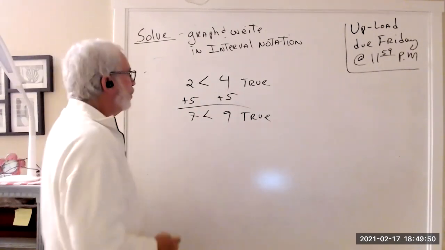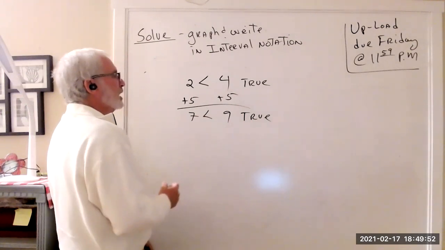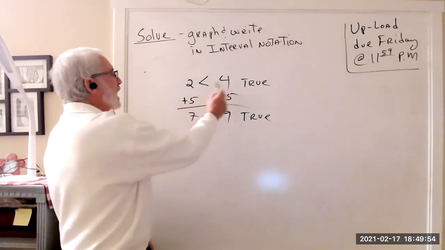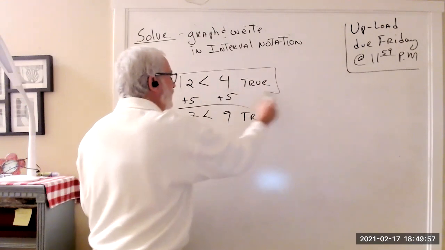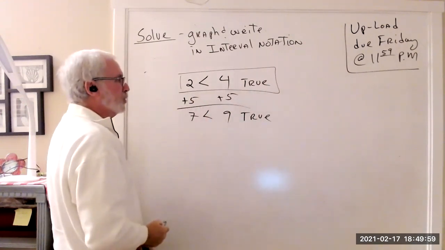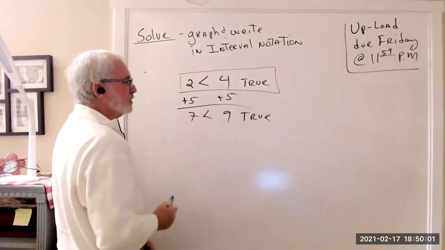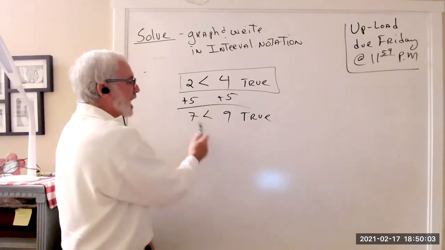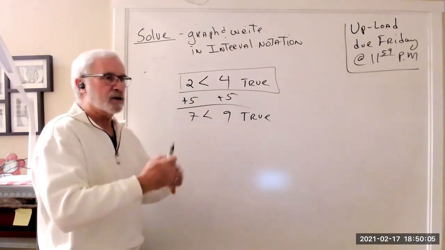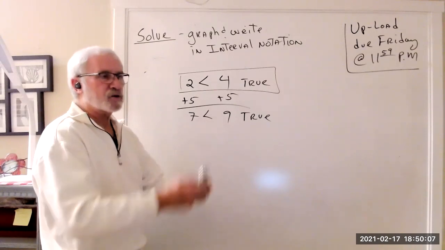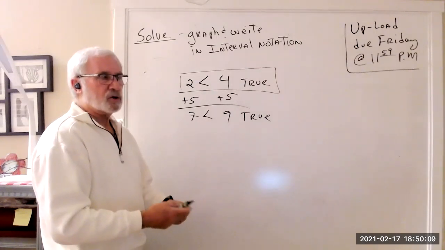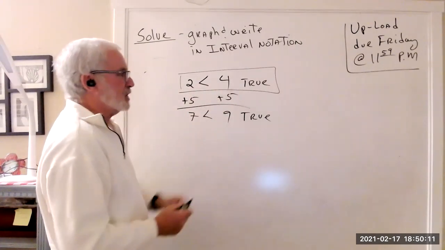So from that, we generalize and say, oh, look, if I have a true statement, an inequality, and I add the same thing to both sides, I maintain truth. I keep it true. So we say, okay, it's okay to add the same thing to both sides.